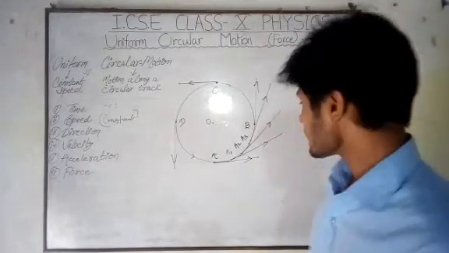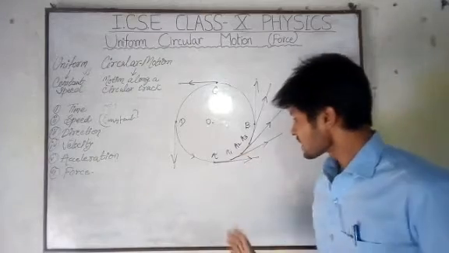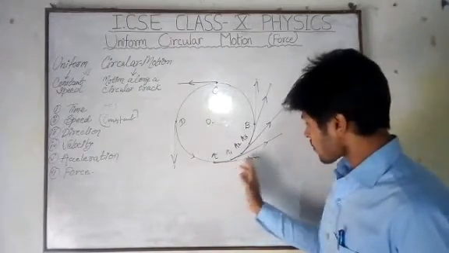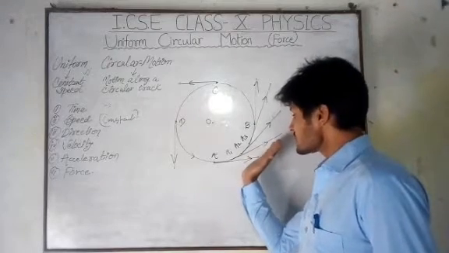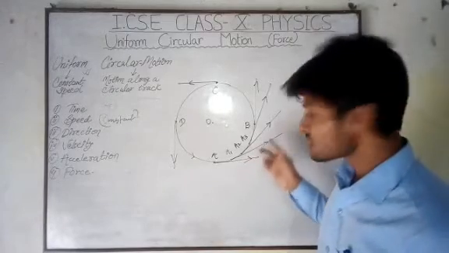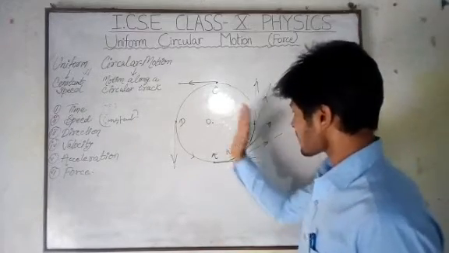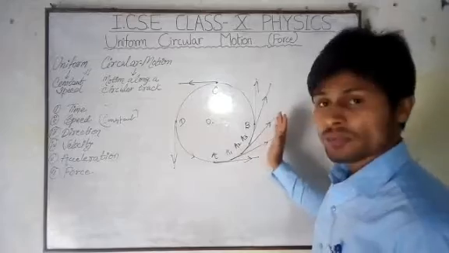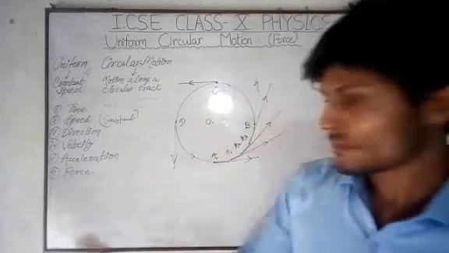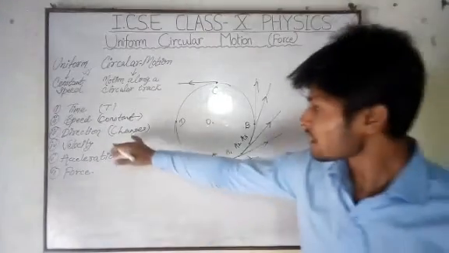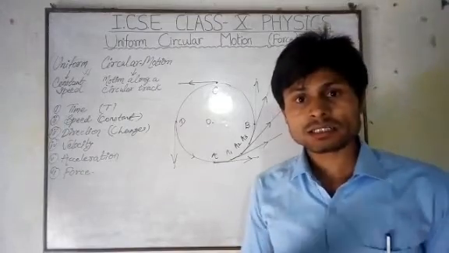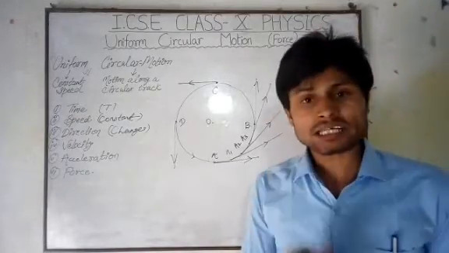Those arrows represent the direction of the particle. So we found that at every next point, the particle changes its direction, and the change of direction is toward the center. That means the change of direction is radially inward. The direction changes at every point, and if there is a change in direction, then there is a change in velocity.